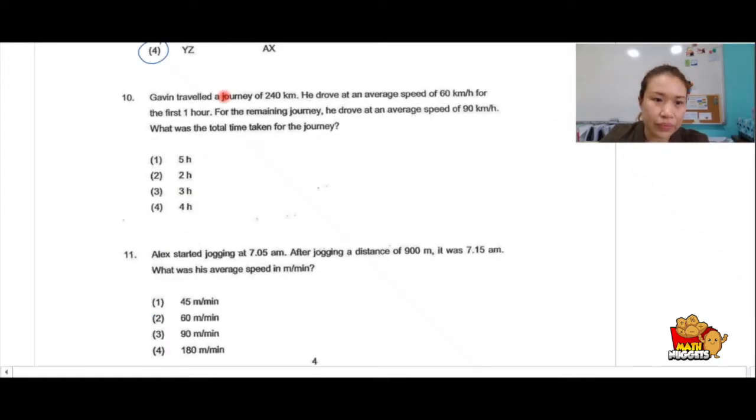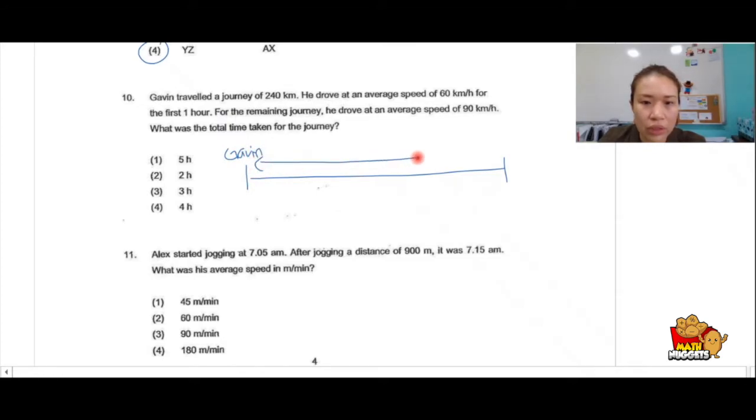Number 10. Let's draw the speed distance line. So Gavin, total journey 240 kilometers. He drove at an average speed. So for the first part, we know the speed is 60 kilometers per hour. Time, he drove for 1 hour. For the remaining journey, he drove at a speed of 90 kilometers per hour.